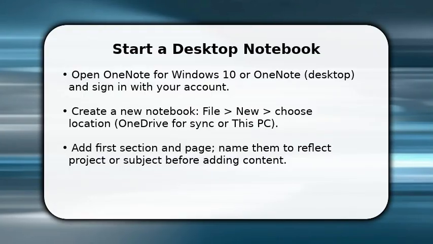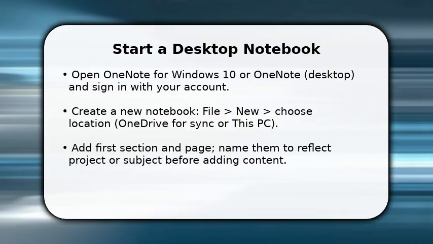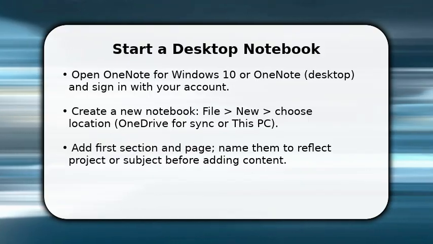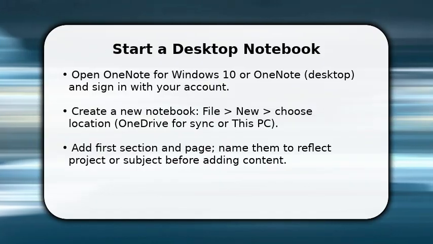You'll begin by opening OneNote on your desktop and signing in so sync works. Once signed in, create a new notebook and choose OneDrive if you want automatic backups. Choose this PC only if you prefer local files. Make a first section and a page immediately. Name them clearly so your notes don't get lost. This first setup keeps structure consistent and lets you add content right away, which makes searching and organizing faster as you build notebooks.